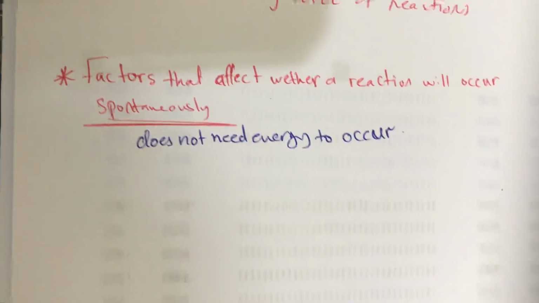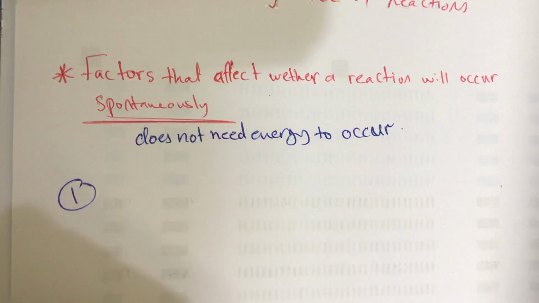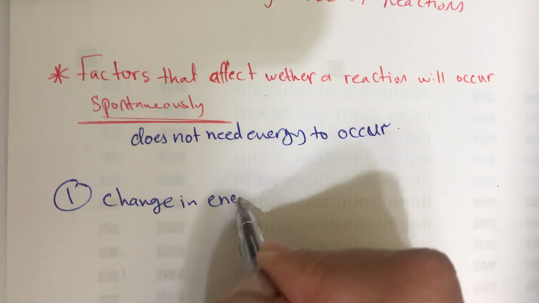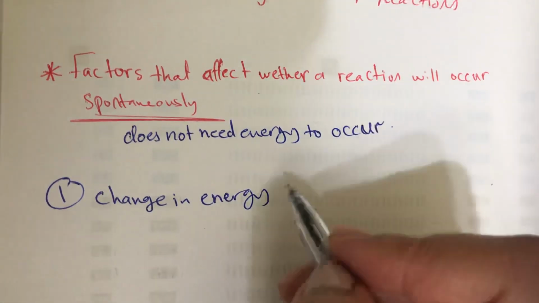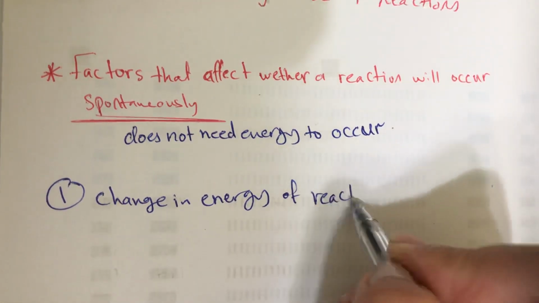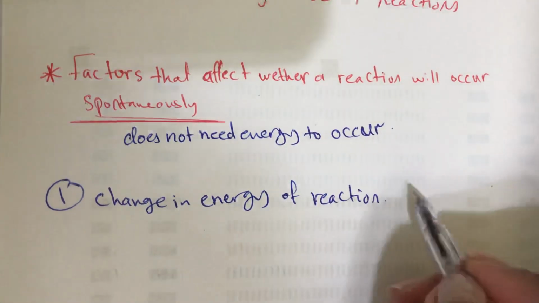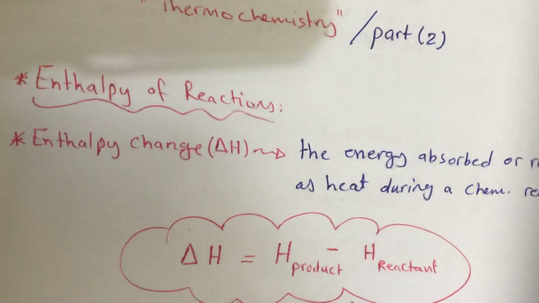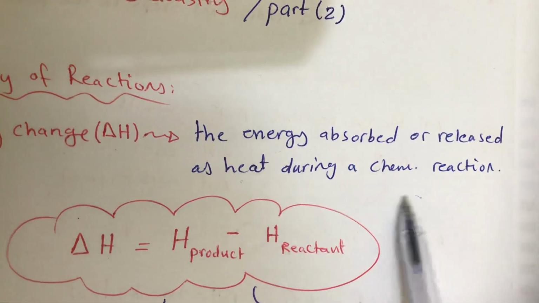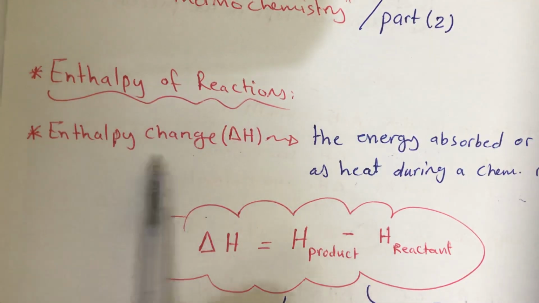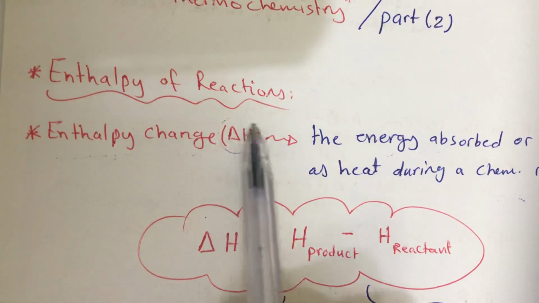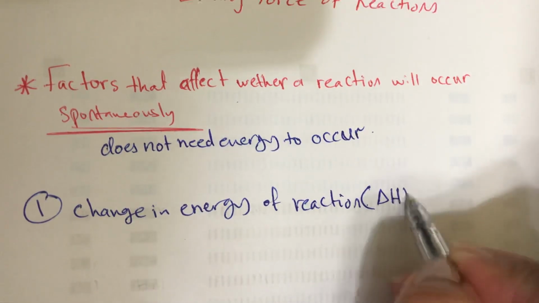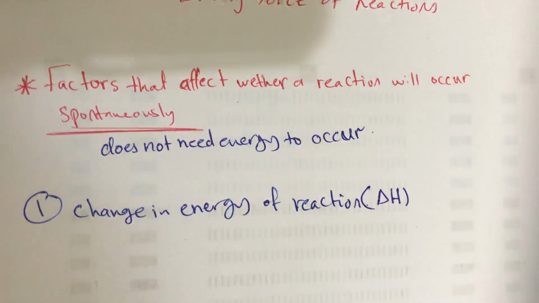So the first factor is change in energy of reaction. If you remember from chapter 16, section 1, we talked about the energy of chemical reactions. It's called enthalpy change. The symbol is delta H. So here, delta H, enthalpy of reactions.